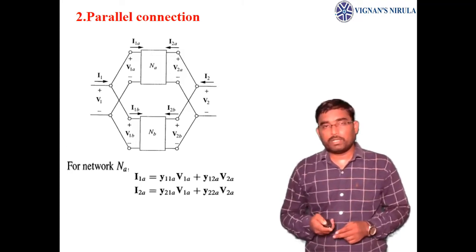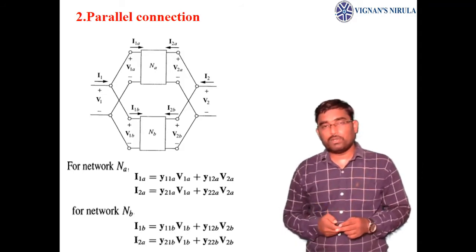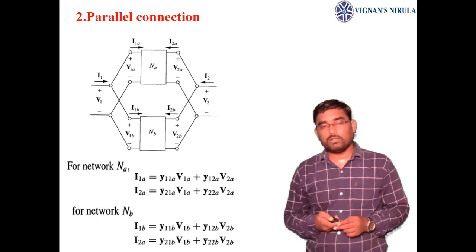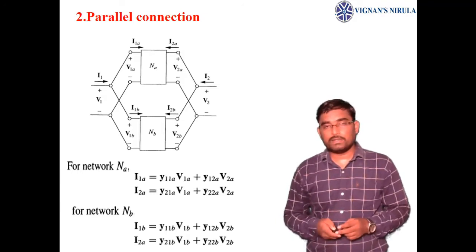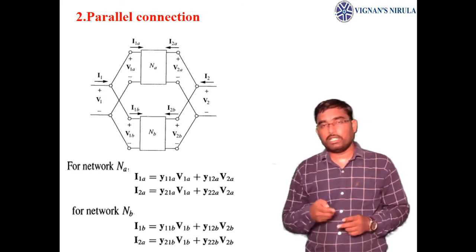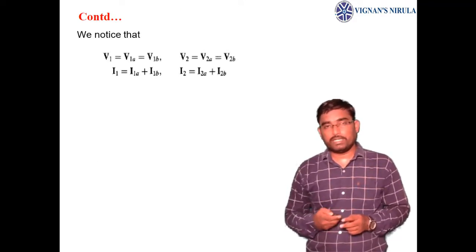And in the same way, Y parametric equations for network B are I1B equals Y11B V1B plus Y12B V2B, and I2B equals, yes, it is I2B, it is not I2A, I2B equals Y21B V1B plus Y22B V2B. So these are the set of equations, Y parametric equations for network A and network B. And from the figure, now in the next step we need to write the relations.